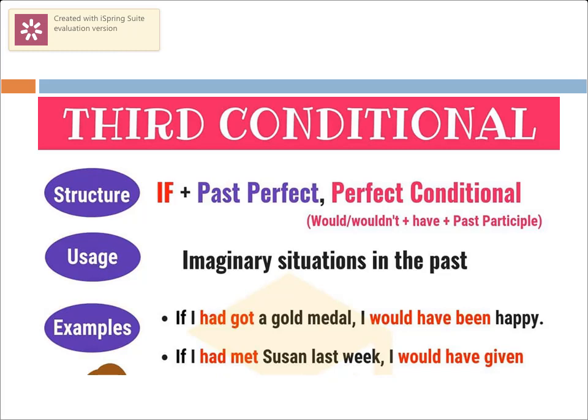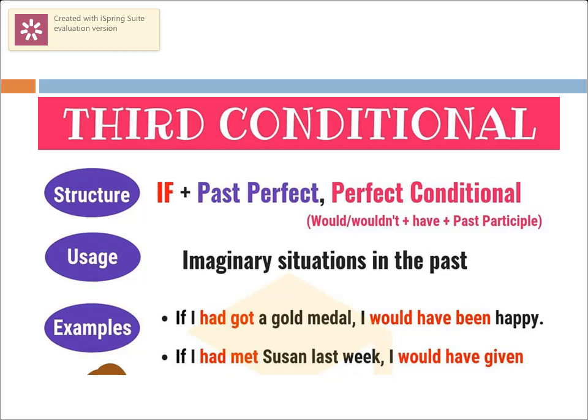So this is the structure of a third conditional sentence: if plus past perfect, and then the main clause will be like would have plus past participle. We always talk about imaginary situations in the past when we are discussing third conditionals.